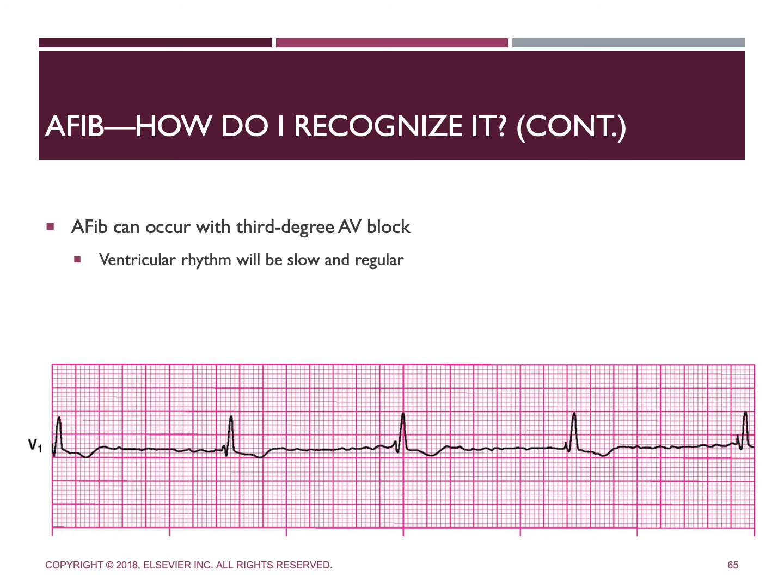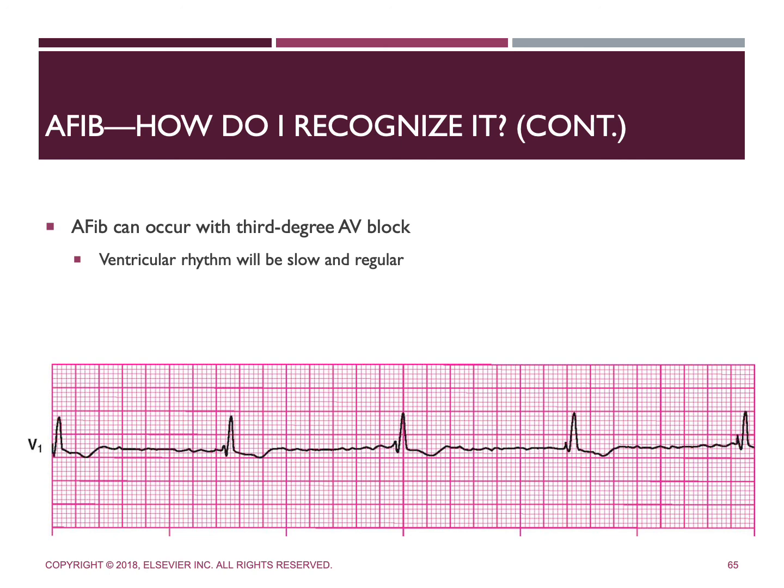So AFib can occur with third-degree atrioventricular block, and what we'll see is the ventricular rate is slow and regular because of this block. So typically when this happens, we usually suspect toxicity caused by digitalis, beta blockers, or even calcium channel blockers if the AFib occurs with a slow, regular ventricular rate.